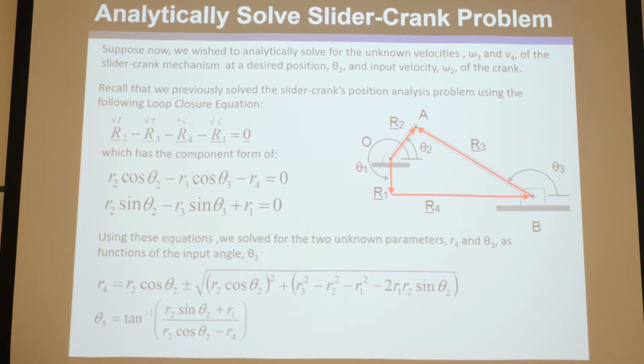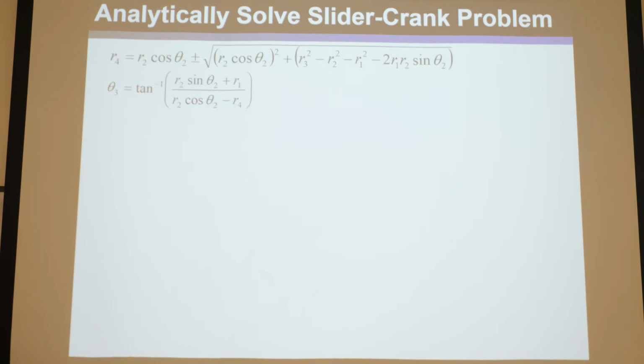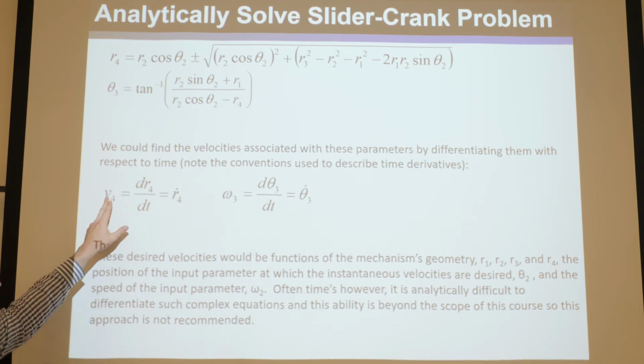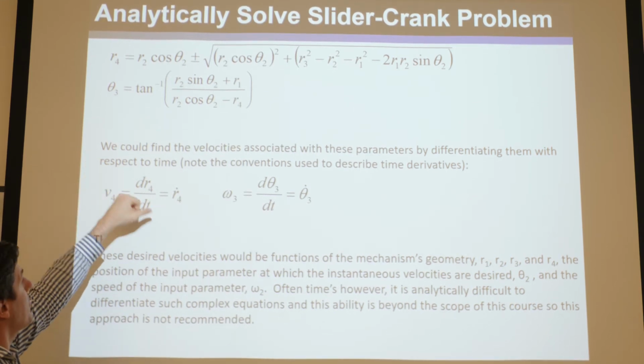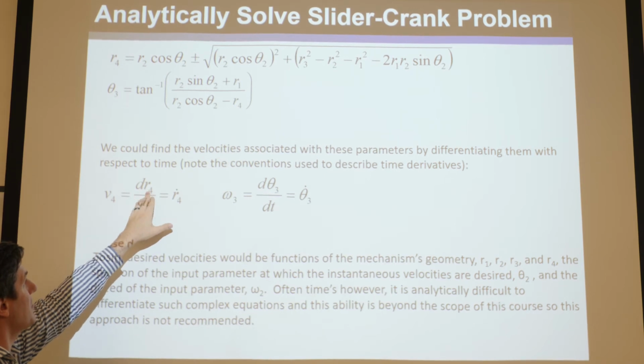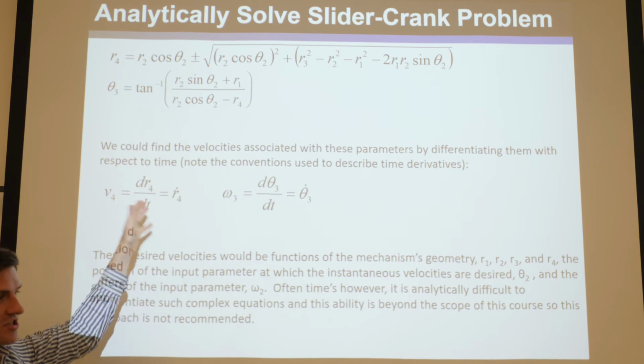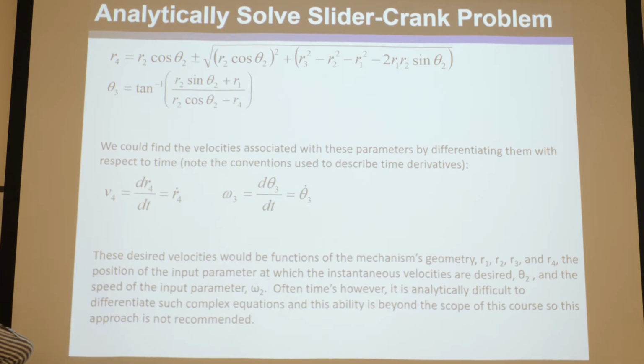To do position analysis. Well, to do velocity analysis, if you didn't take this course, you would likely just say, well, great, now I have those, and I'll take the derivative with respect to time. So V4 would be dr4 with respect to dt, the derivative of r4 with respect to time. Or for convention, it's r4 dot.